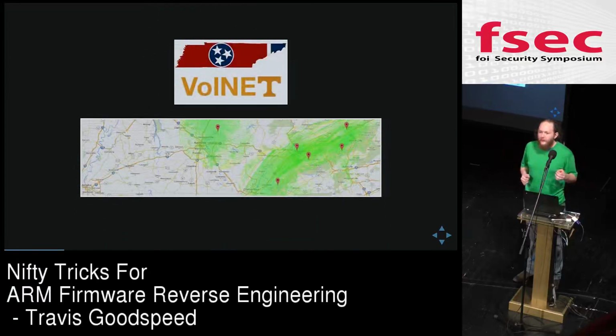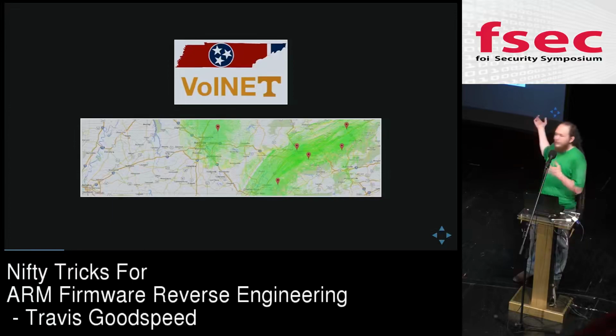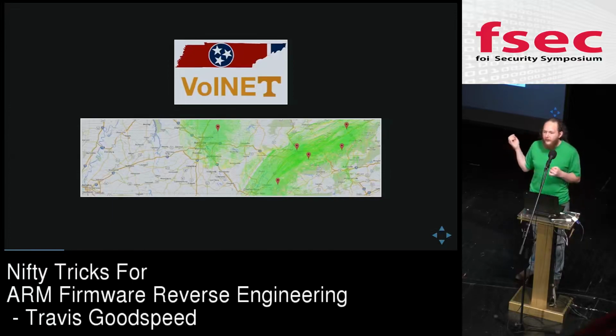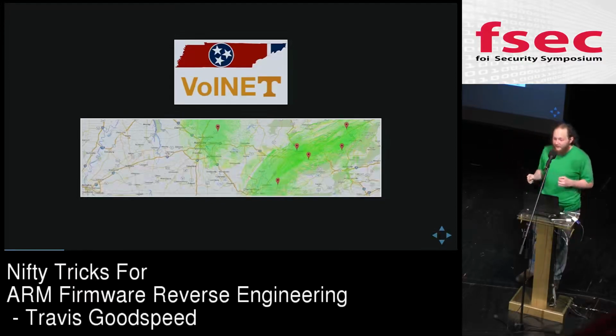A given network for this protocol, Volnet is the one that we use in East Tennessee. I know that none of you know where Tennessee is on a map, but it's a lovely place, and we have very good rakia made out of corn.